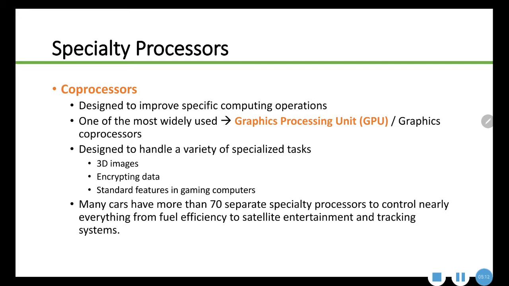And then there are also specialty processors. For example, we call it a coprocessor. It is designed to improve specific computing operations, and the most widely used is the graphic processing unit, or graphic core processor. This is designed to handle a variety of specialized tasks, for example, 3D images, to encrypt data, and also as a standard feature in gaming computers. That's why if you want to buy a gaming computer, the price is more expensive because it comes with a core processor.